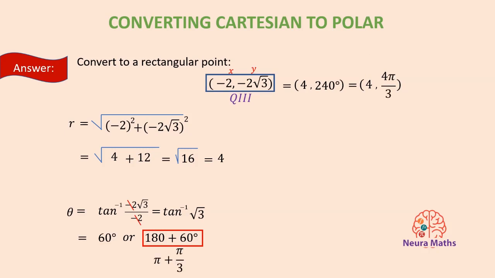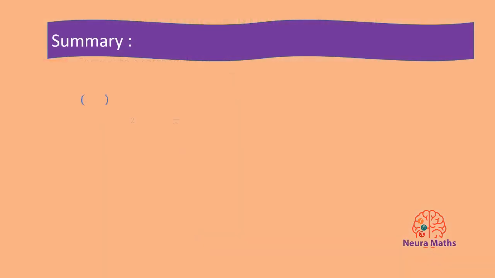To sum up, to convert a Cartesian point to a polar point, the r-coordinate is equal to the square root of the sum of x squared and y squared. The polar angle theta is equal to the arctan of y over x. Notice that theta exists in the same quadrant as the point (x, y).